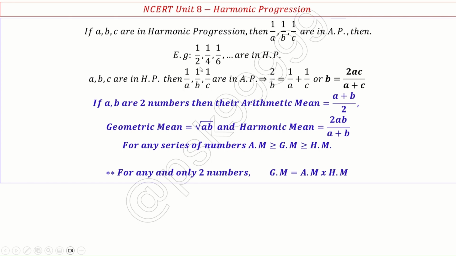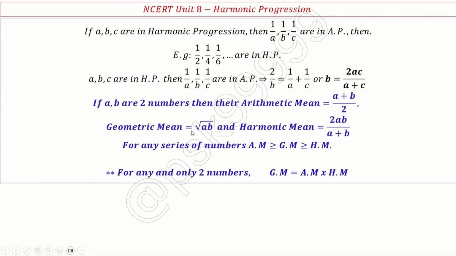If A, B, C are in HP, then 1 by A, 1 by B, 1 by C are in AP. If these are all in AP, 2 times the middle term equals the sum of neighboring terms. So 2 by B equals 1 by A plus 1 by C. If I simplify, B equals 2AC by A plus C. This is my harmonic mean. So this is the harmonic progression. You will solve harmonic progression problems using arithmetic progression only, but the final answer will be the reciprocal you get.